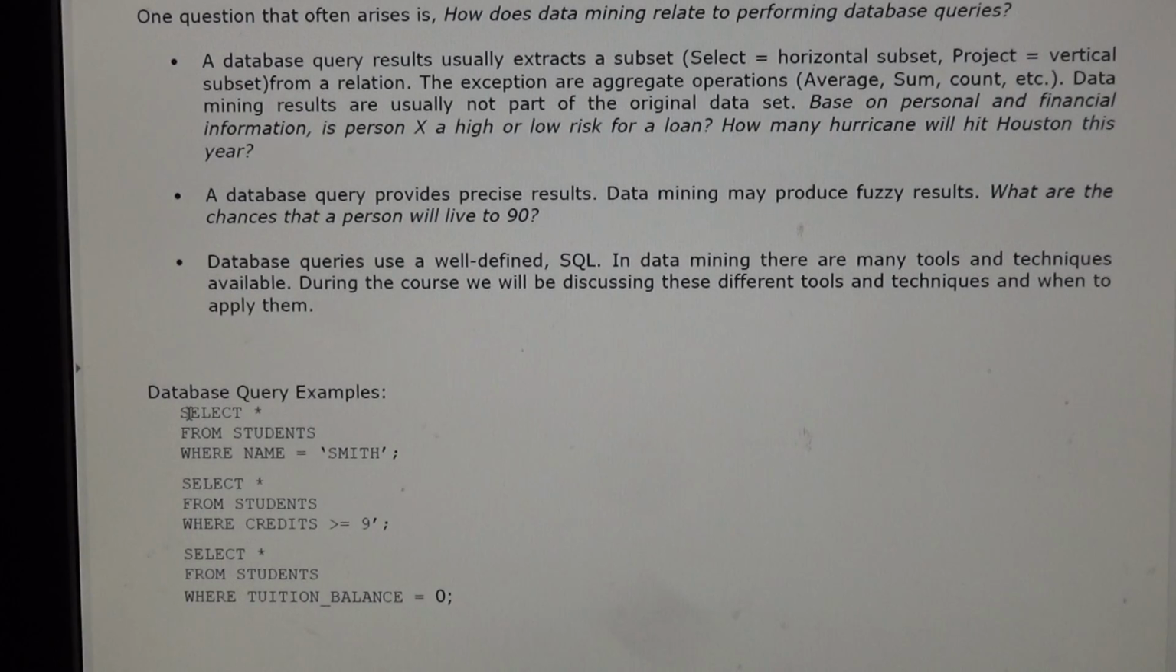So here's an example of a database query. Select star from students where name equals Smith. Select star from students where number of credits enrolled is greater than or equal to 9, or tuition balance is 0.